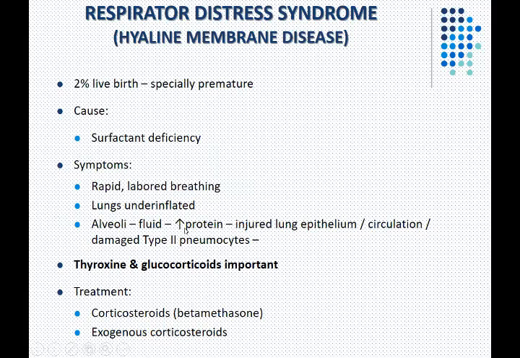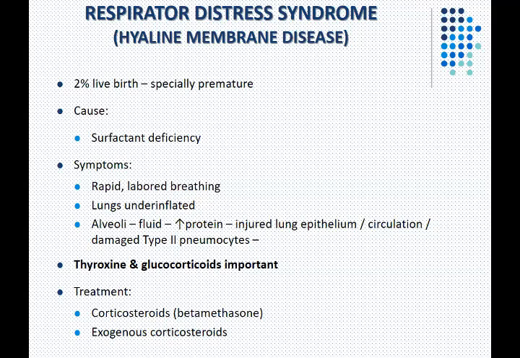Respiratory distress syndrome, जिसको हम हाईलाइन मेम्ब्रेन डिजीज भी कहते हैं, 2% of live infants में we see the child with respiratory distress syndrome. These premature infants are especially susceptible to this respiratory distress syndrome because, you all know, of deficiency of surfactant. Now, the baby born with hyaline membrane disease presents with rapid labored breathing होती है. The lung is not inflated properly, underinflated होता है. There is fluid present in the alveoli.